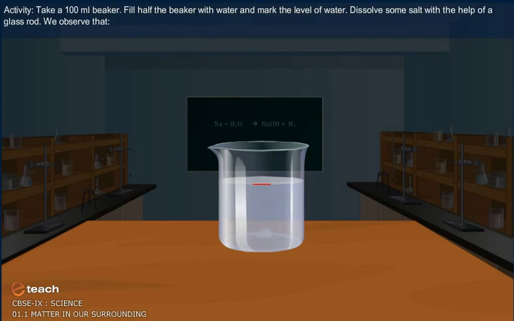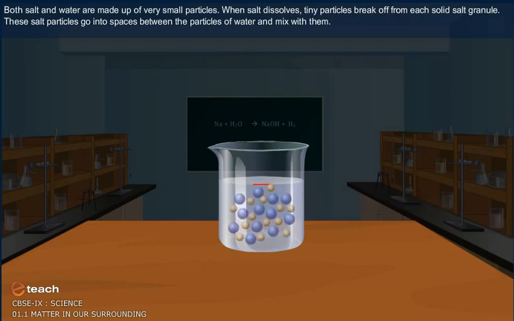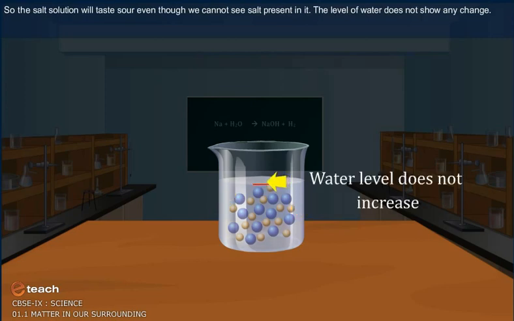We observe that both salt and water are made up of very small particles. When salt dissolves, tiny particles break off from each solid salt granule. These salt particles go into spaces between the particles of water and mix with them. So, the salt solution will taste salty even though we cannot see salt in it. The level of water does not show any changes.